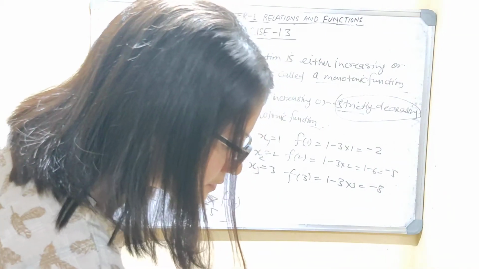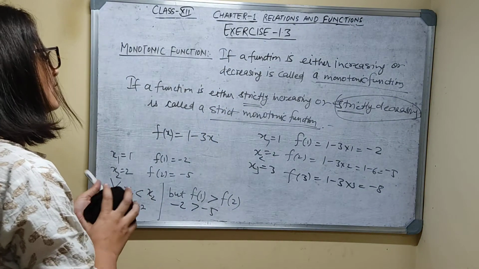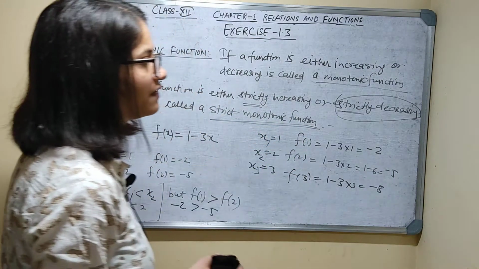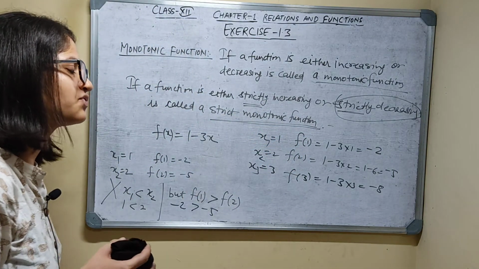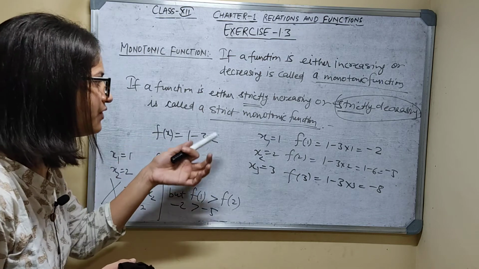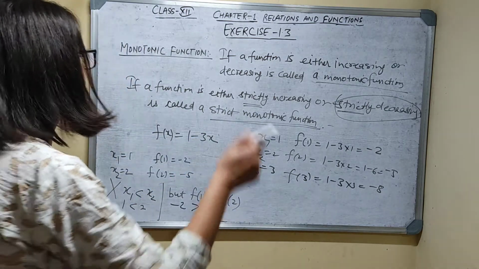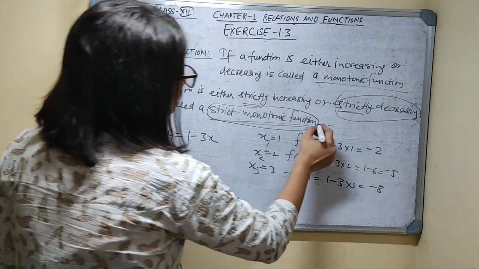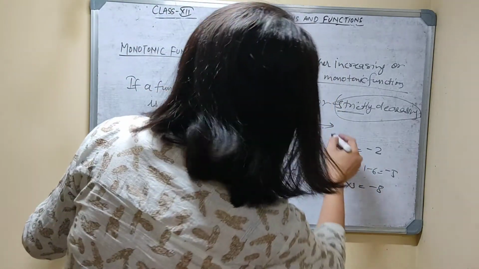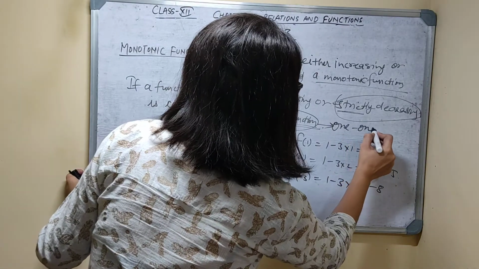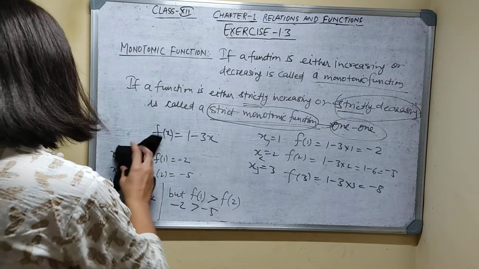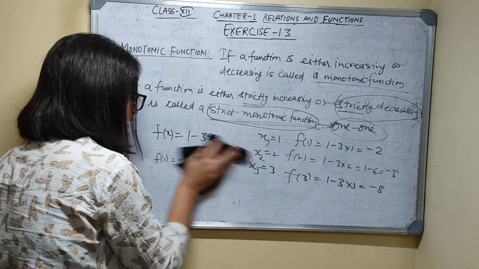Is it clear? And one more. What is a strict monotonic function? If a function is either strictly increasing or strictly decreasing, it's called a strict monotonic function. And a strict monotonic function is always a 1-1 function. A strict monotonic function is always a 1-1 function. Okay.